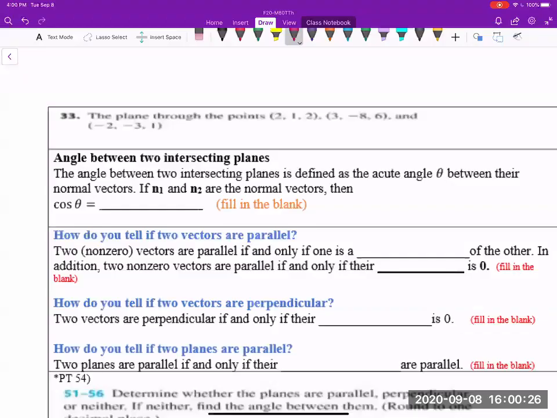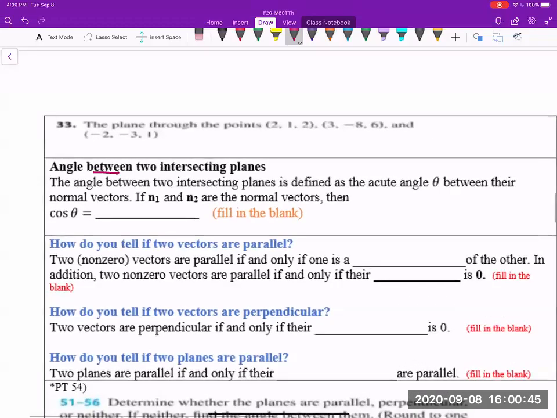So we saw earlier how we find the angle between two vectors by considering the cosine of theta as A dot B over the length of A times the length of B. That gives the angle between two vectors.